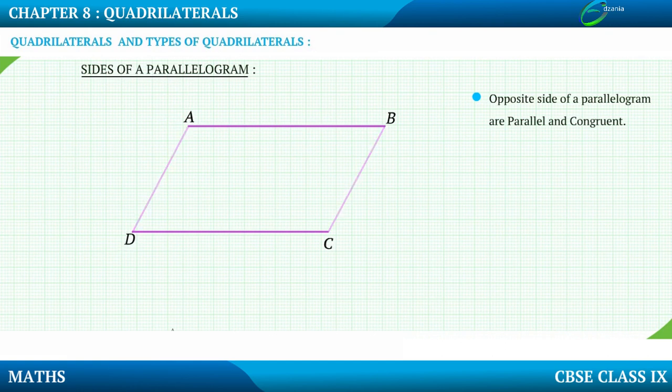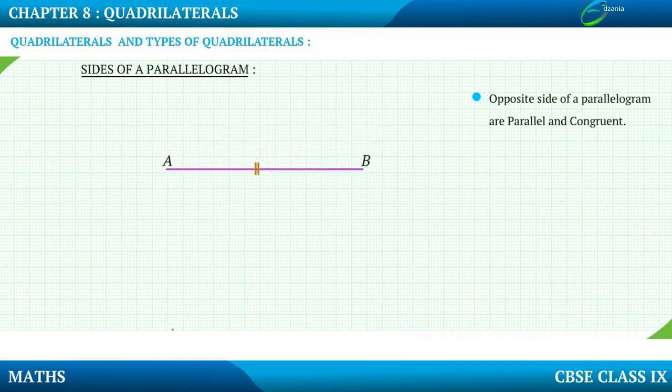The lines or segments which don't intersect each other are parallel lines. As we can see, AB and DC will never intersect, whereas AD and BC will also not intersect each other. So we can say that the opposite sides are parallel. Not only parallel, opposite sides of the parallelogram are congruent as well. That is, length of AB and DC are equal, while length of AD and BC are equal.